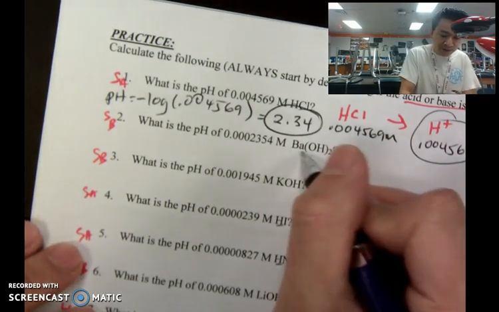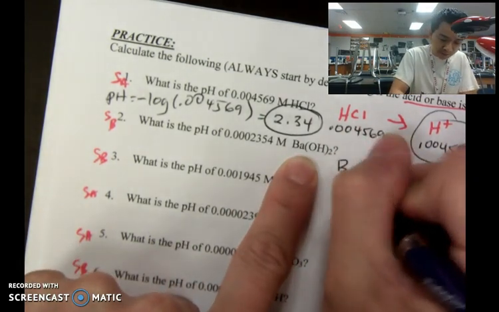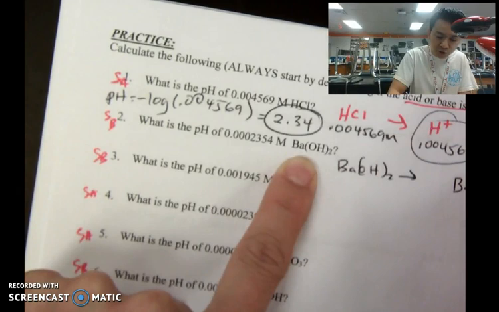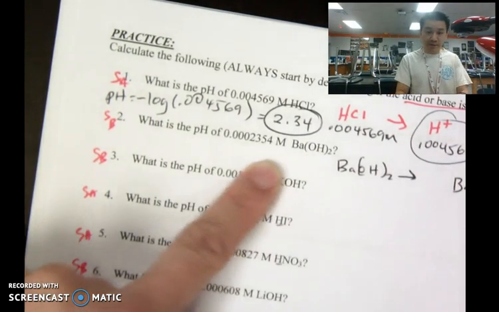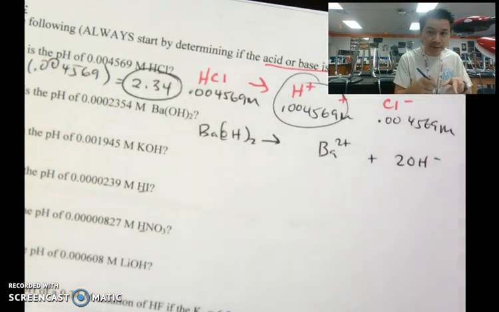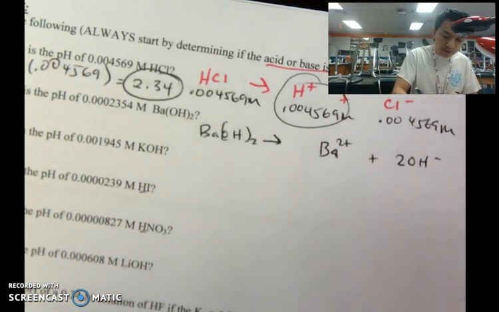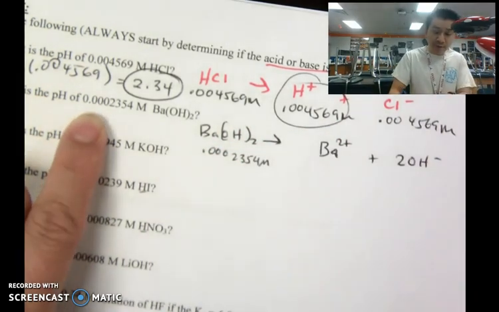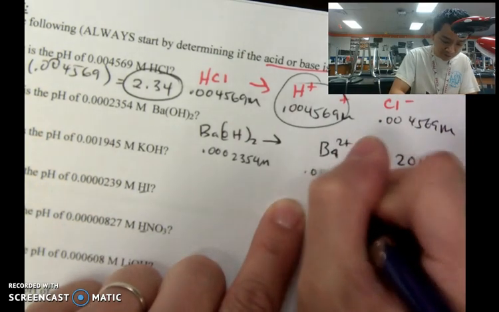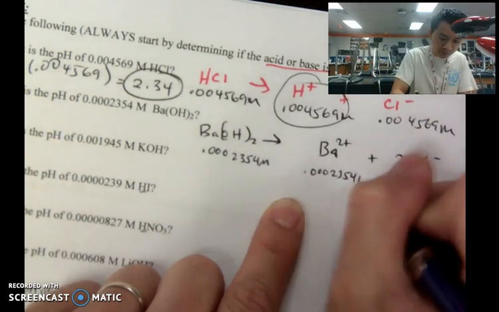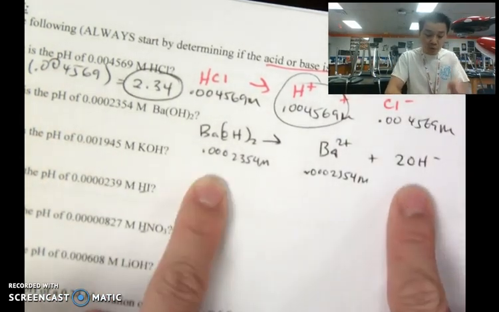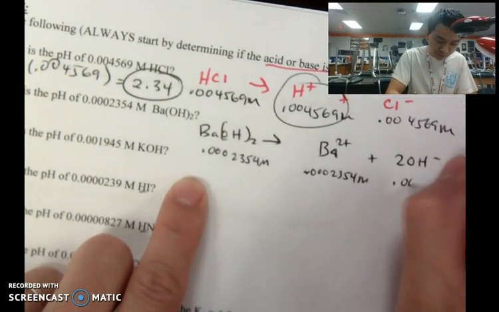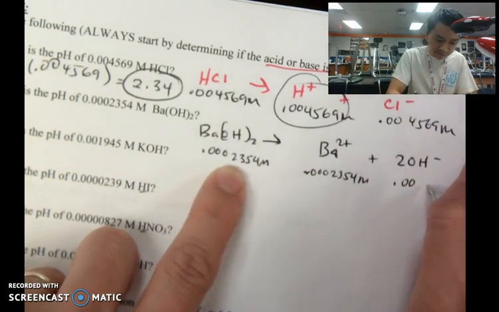For barium hydroxide, though, this is a little different. Ba(OH)2 will split up into one Ba 2 plus, plus 2 OH minus. So we have a 0.000234 molar concentration. One Ba, so that's exactly the same thing, 0.000234 molar. But you have 2 OHs, so you have to double that. Remember, one Ba(OH)2 will give you 2 OHs, so it doubles. So you have to double that.